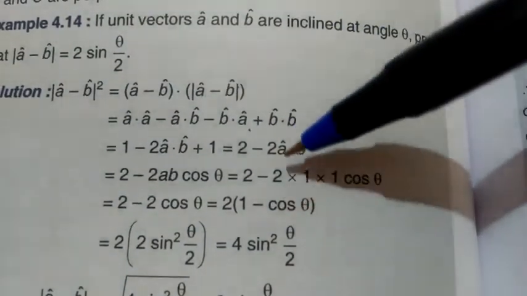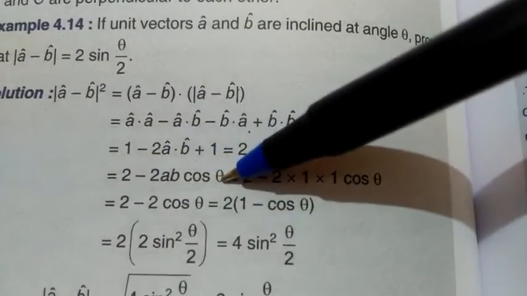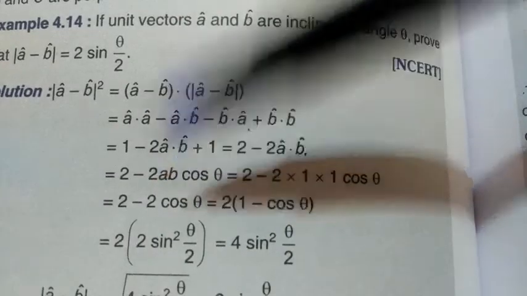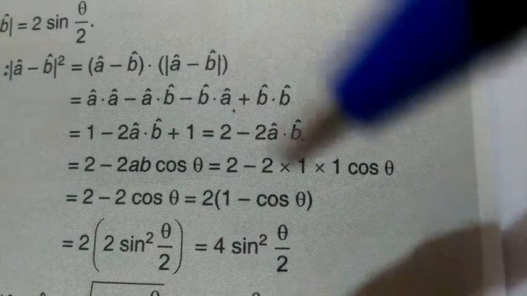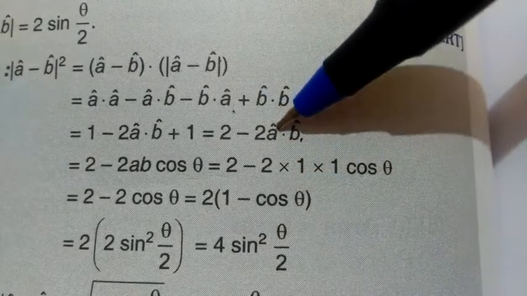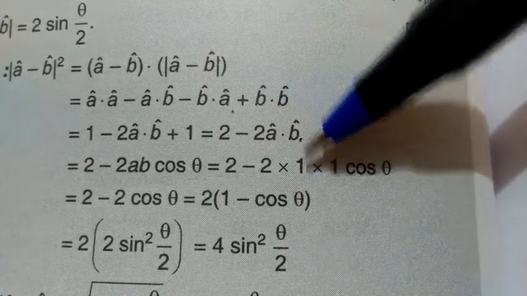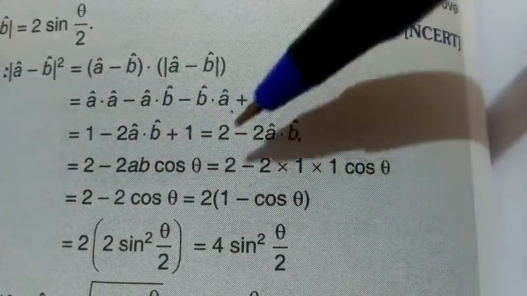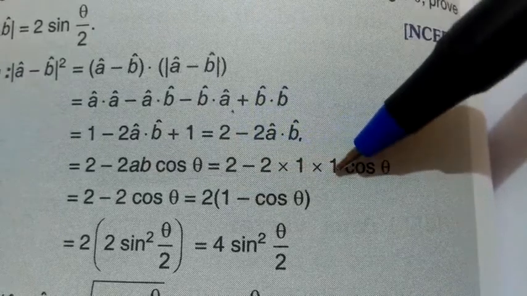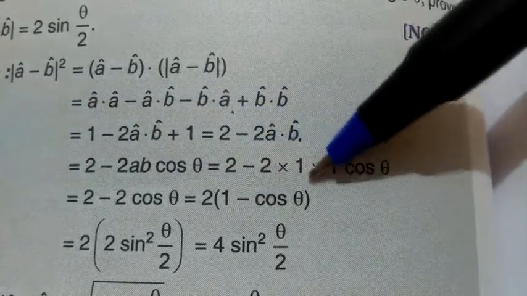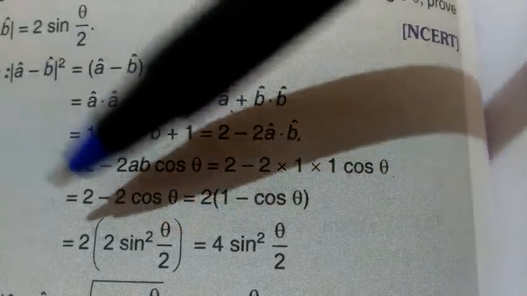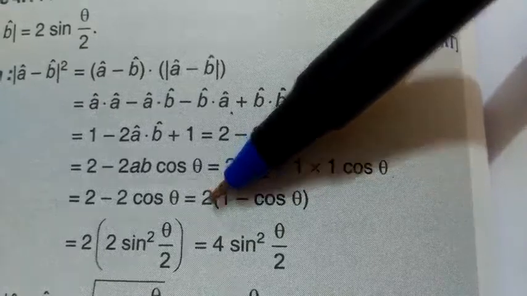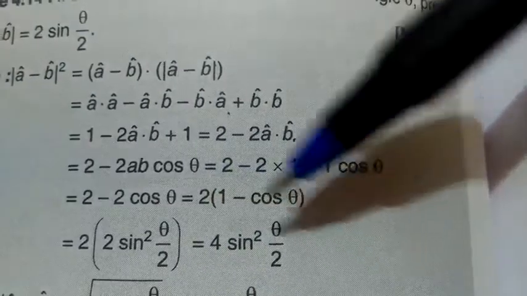Then in place of A dot B, we put AB cos theta. Because here you can see A and B are unit vectors, so their value is 1. So in place of A and B, we will put 1. So 2 minus 2 into 1 cos theta. 2 into 1 means 2. So here we get 2 minus 2 cos theta, or we can take 2 as common. So in bracket we have 1 minus cos theta.